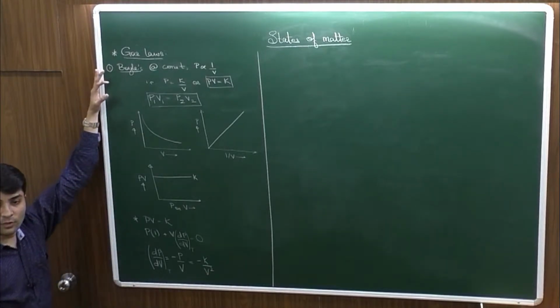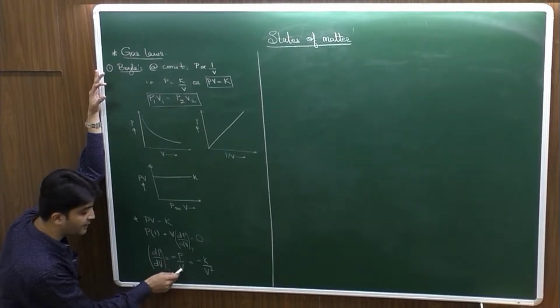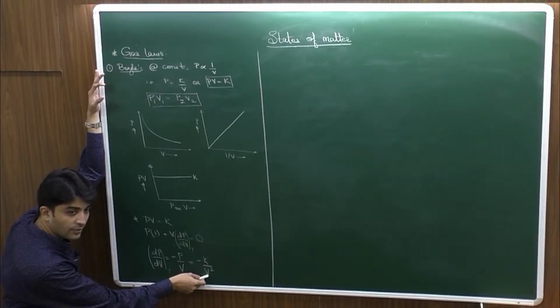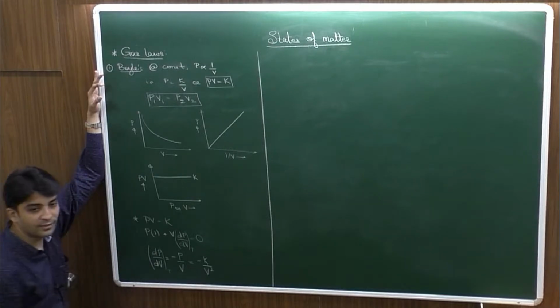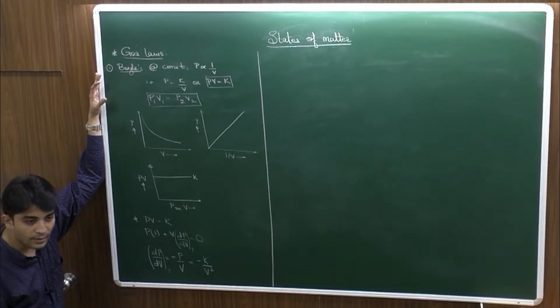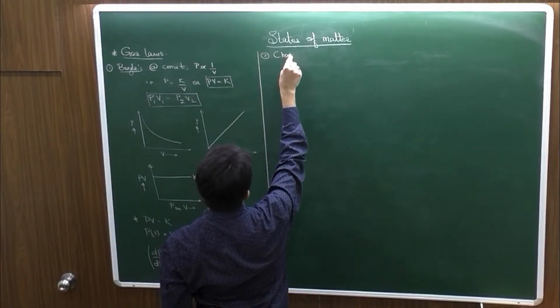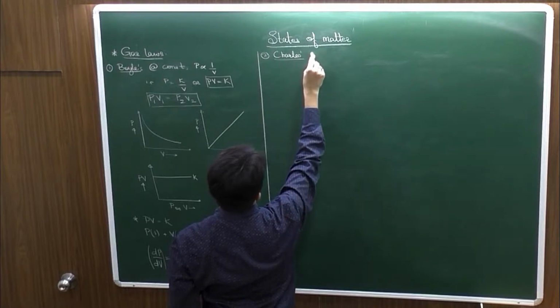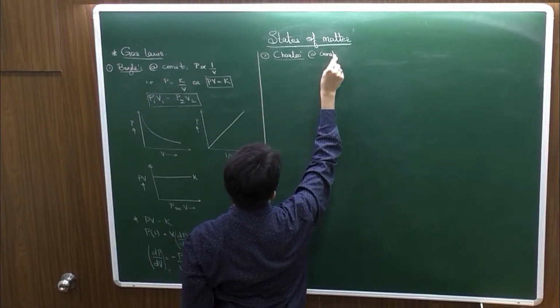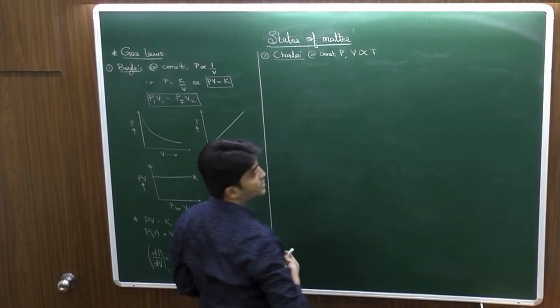Meaning in the options you can get dP by dV at constant temperature equal to minus P by V or minus K by V square. They are both valid expressions of Boyle's law. That's important. Clear? Next, Charles' law is stated: at a constant pressure, the volume of a gas is directly proportional to temperature.